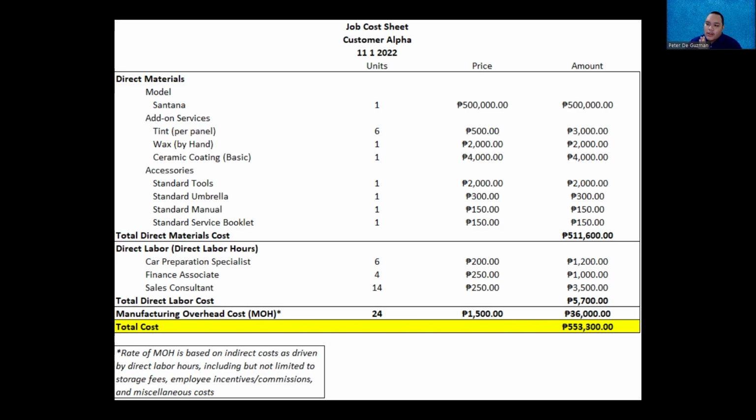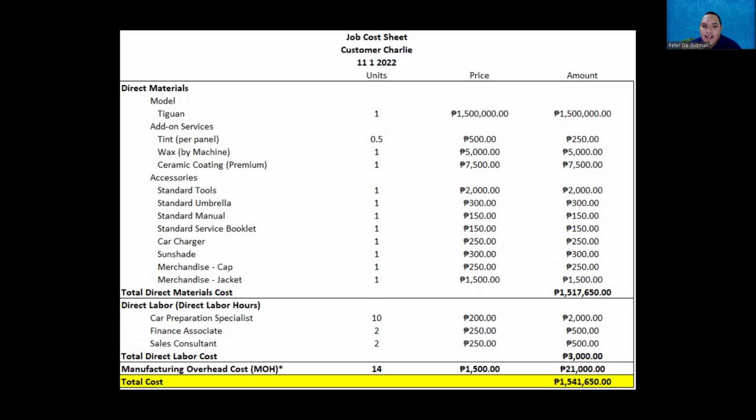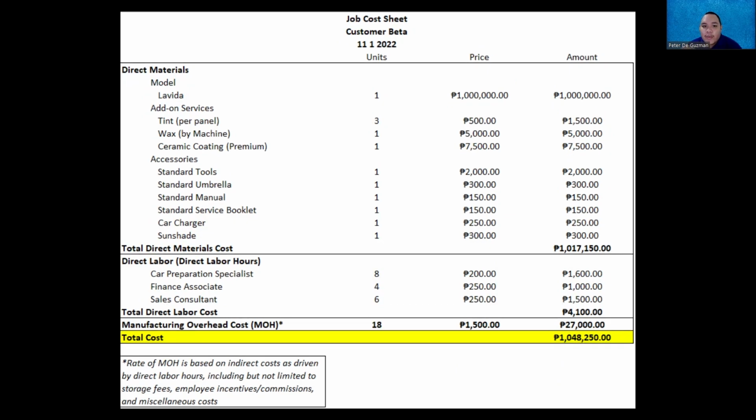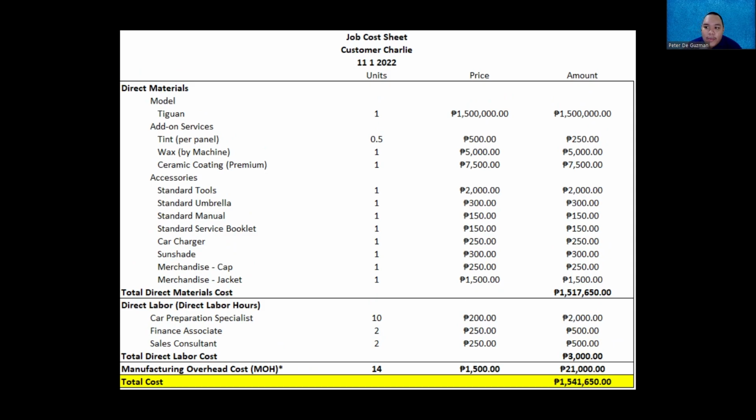Moving on. Okay, we now arrive at certain examples. And just to give context, let's take a look at three customers. We have customer Alpha, we have customer Beta, and we have customer Charlie. We'll be going back and forth through the slides. Let's try to compare certain line items just so we have a flavor or a better context of how a job cost sheet operates or how a job cost sheet expresses values.